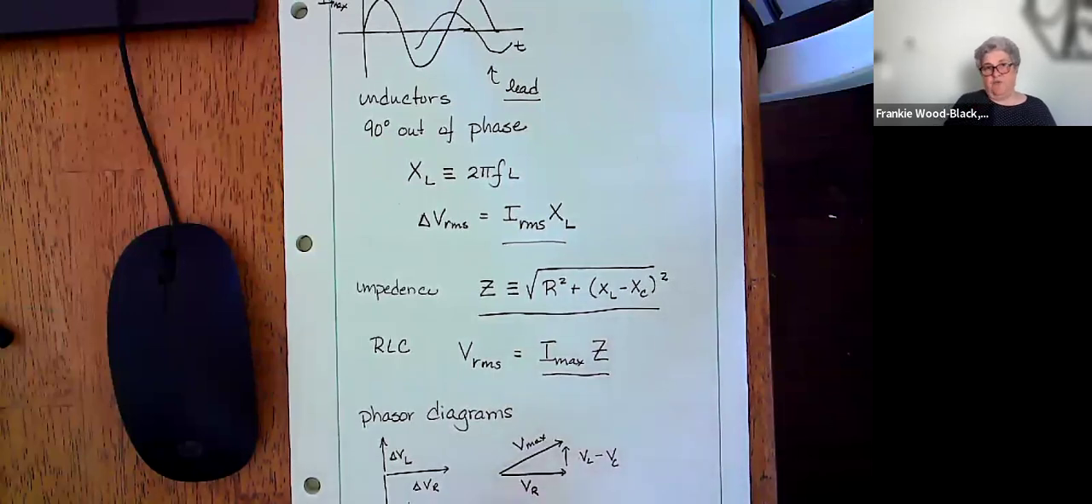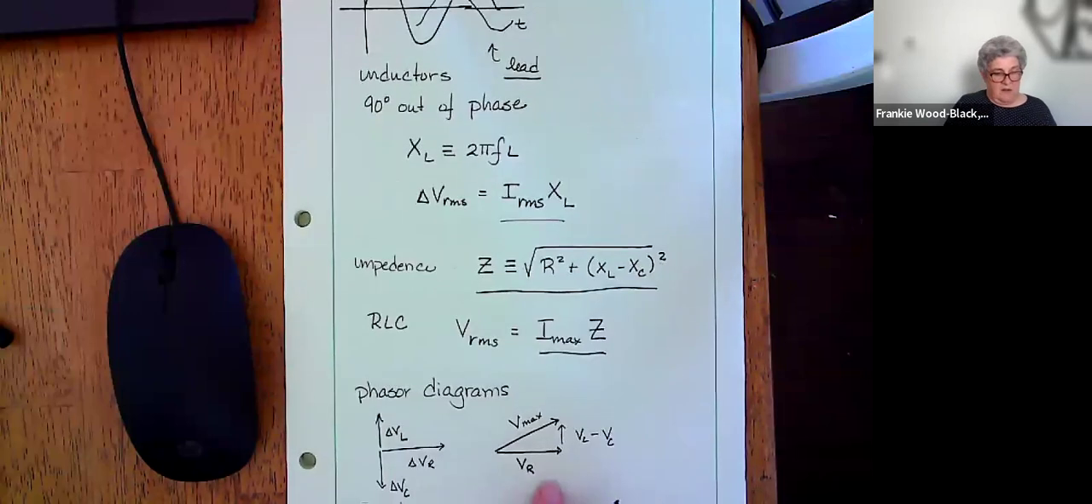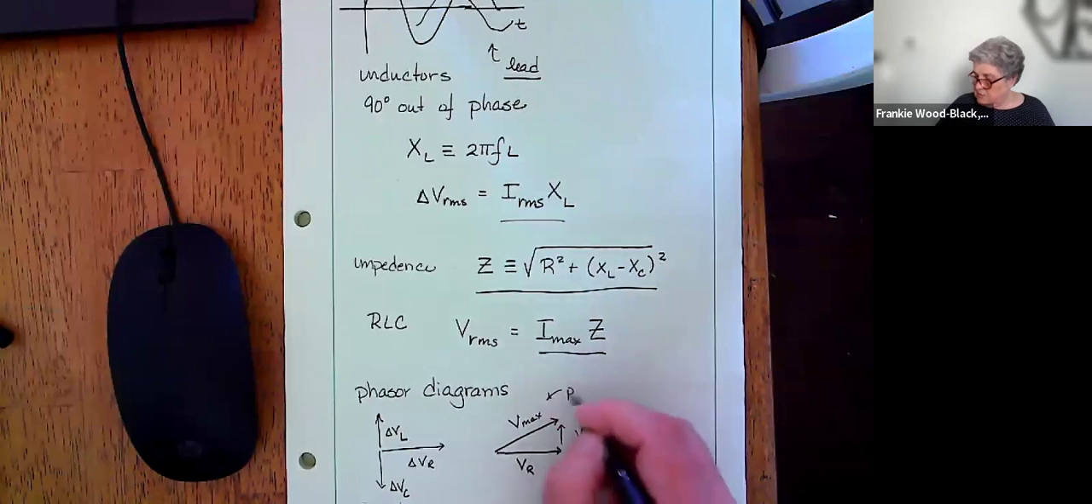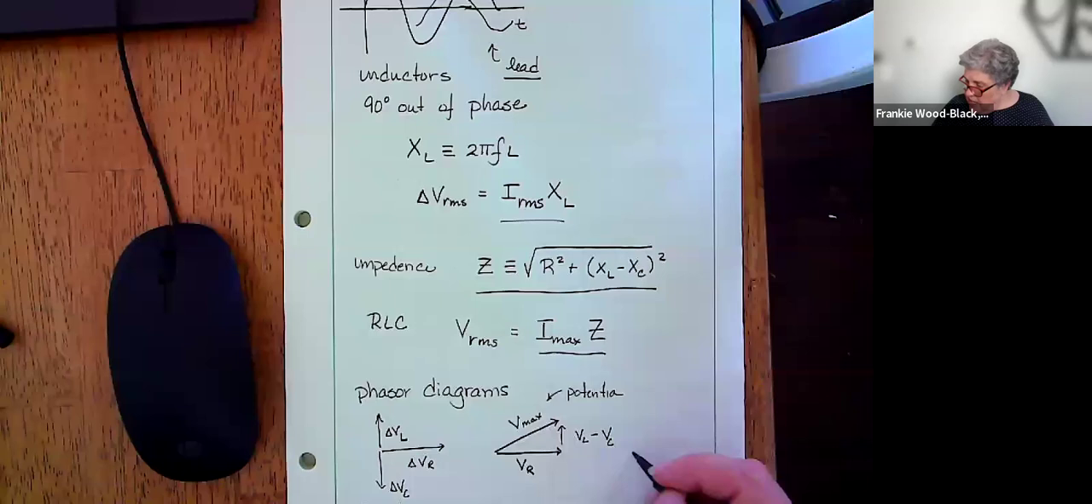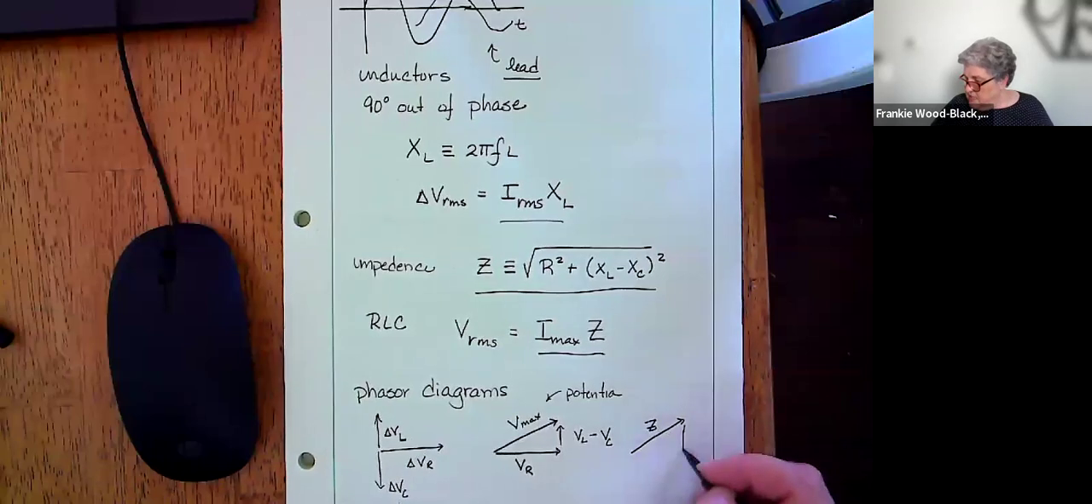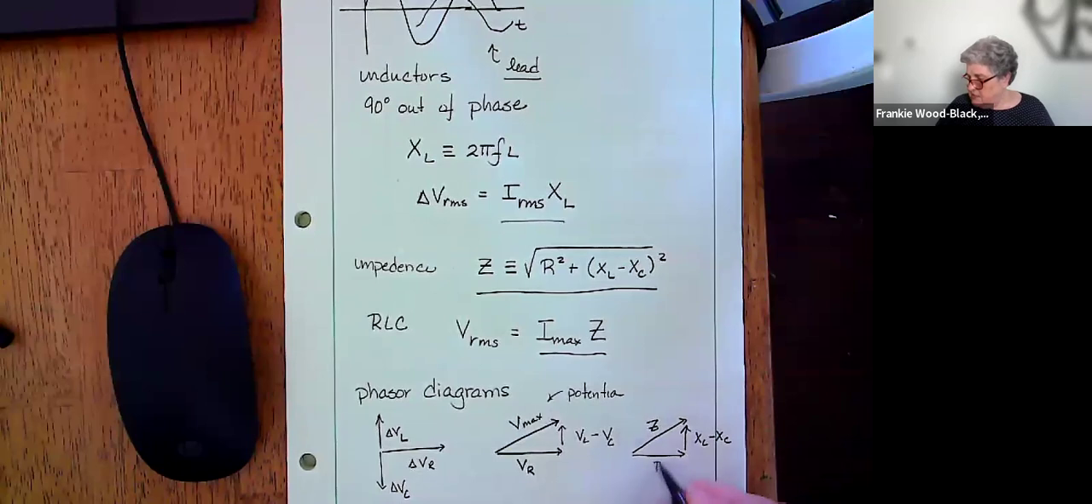And now I can do phases associated with my other items. So this looks at my potential. But I can draw the same diagram where this is Z. This is my XL minus XC, and this is just my resistance. And then this becomes my phasor angle. So phi becomes a phasor angle.